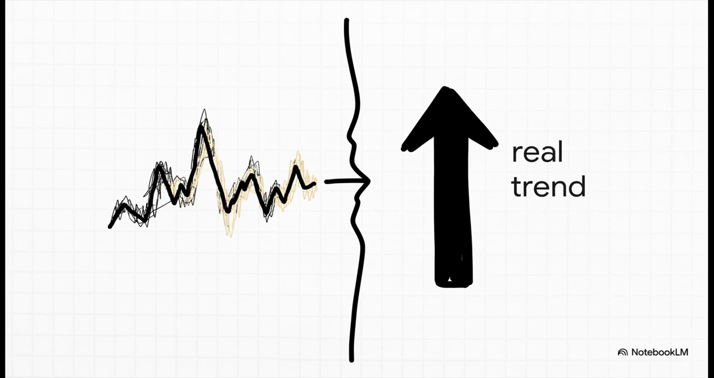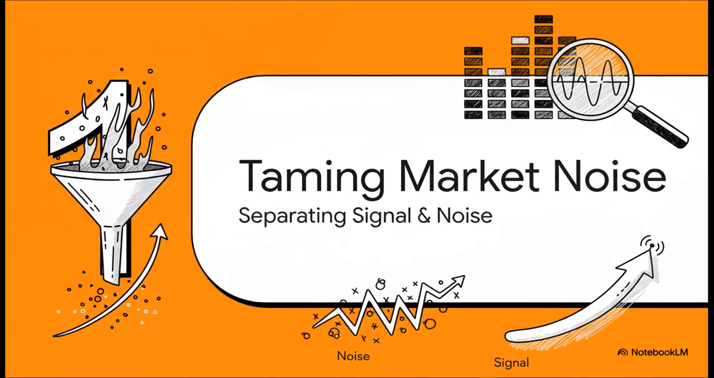Right, and that's really the core problem, isn't it? Trying to figure out, is this a real trend or is it just random noise? Getting that wrong, well, it's one of the toughest parts of trading. So that brings us to the big question. How do you do it? How do you actually filter out all that distracting chop to see what's really going on with the trend? How do you separate the signal from the noise?